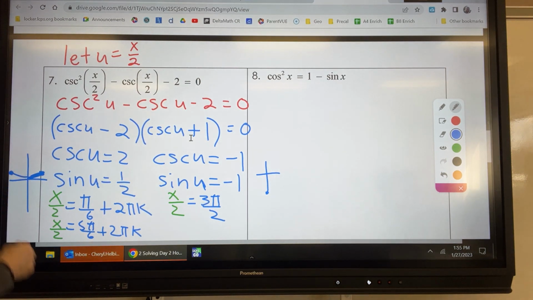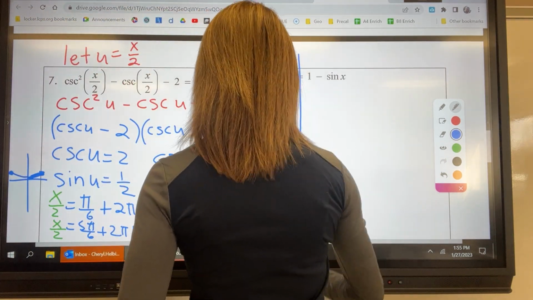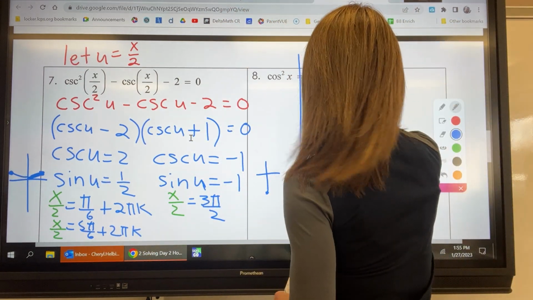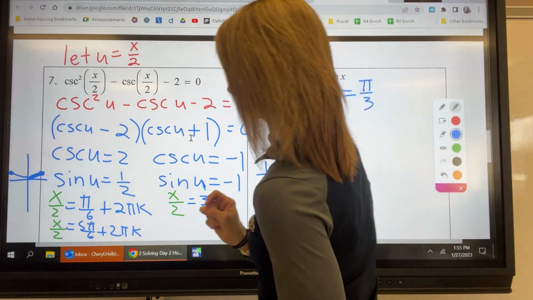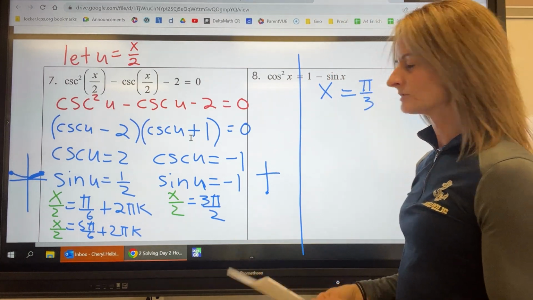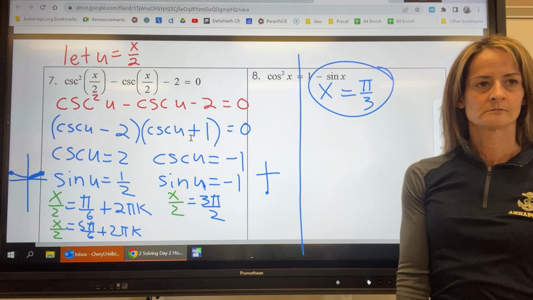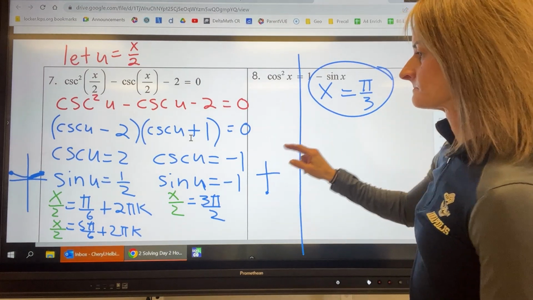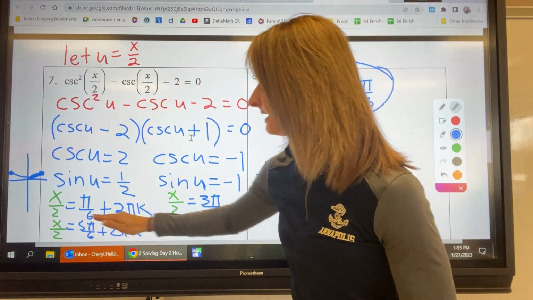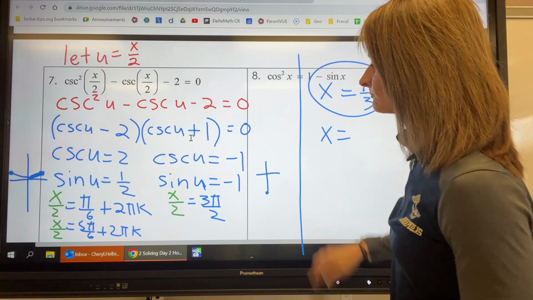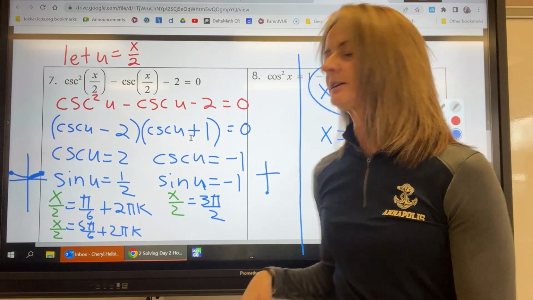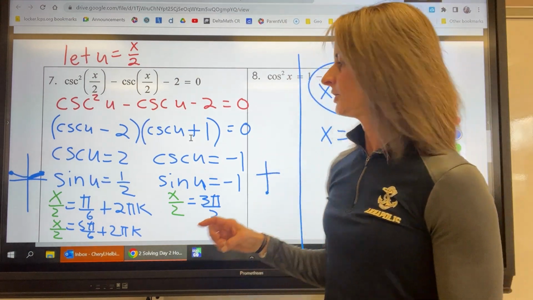When I do that, I'm going to get x. I'll just start a new one over here. X equals, now 2 pi over 6 is going to be pi over 3. Okay, and that's going to be plus 4 pi k. So that's just it. Let's go to the next one. When I multiply this equation through by 2, I'm going to get x equals 2 times 5 is 10, divided by 6. What's 10 over 6 when you simplify? 5 over 3. Okay, so that's my next one.